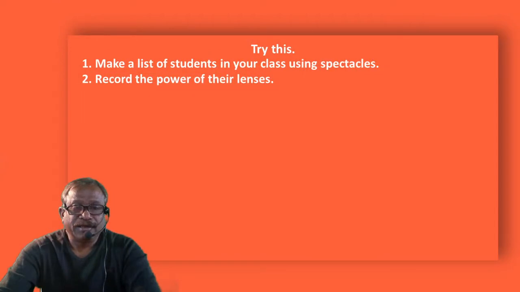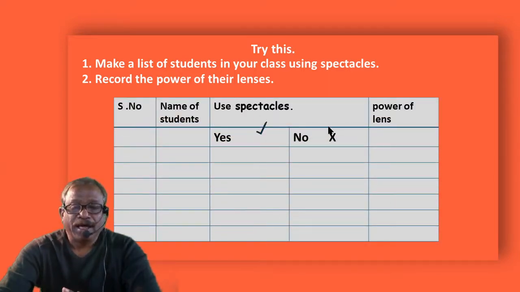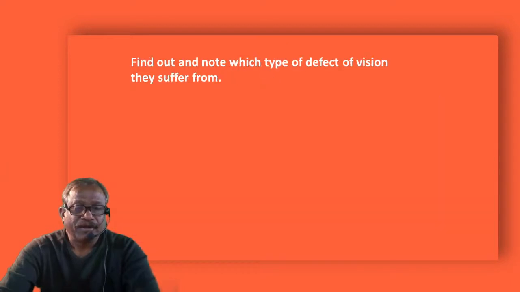Try this. Now this small activity is given. Make a list of students in your class using spectacles. Record the power of their lenses. Now make a table like this. Write down the name of the student. Does that student use spectacles, yes or no? If yes, what is the power of the lens? So make a list like this. Find out and note which type of defect of vision they suffer.